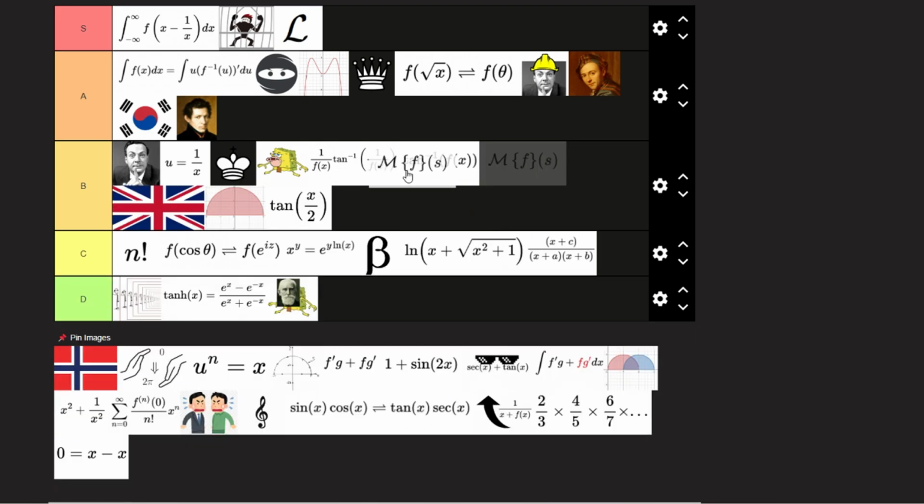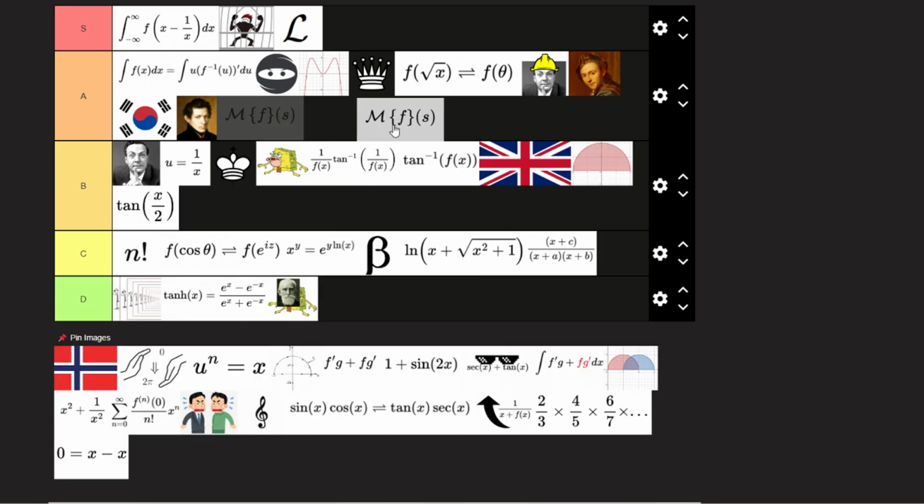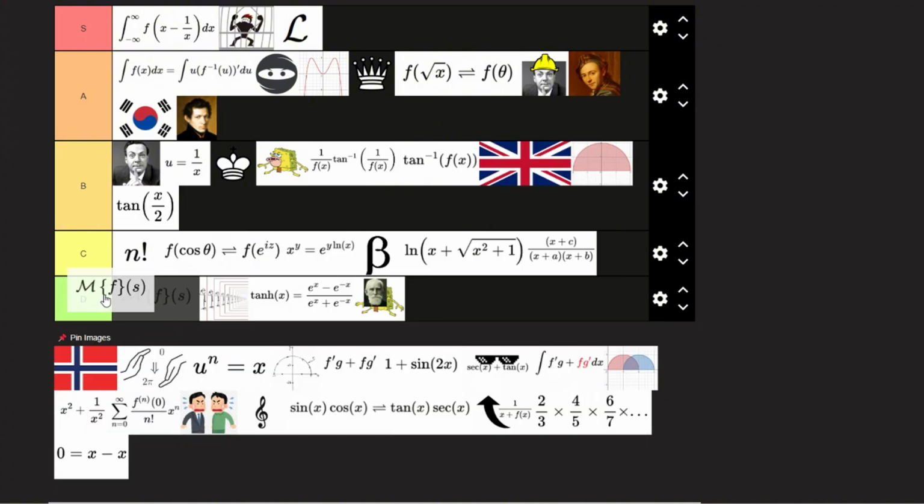Mellin Transform. I honestly don't know too much about Mellin Transform and its properties. I might have to put it in D tier because you rarely use it.